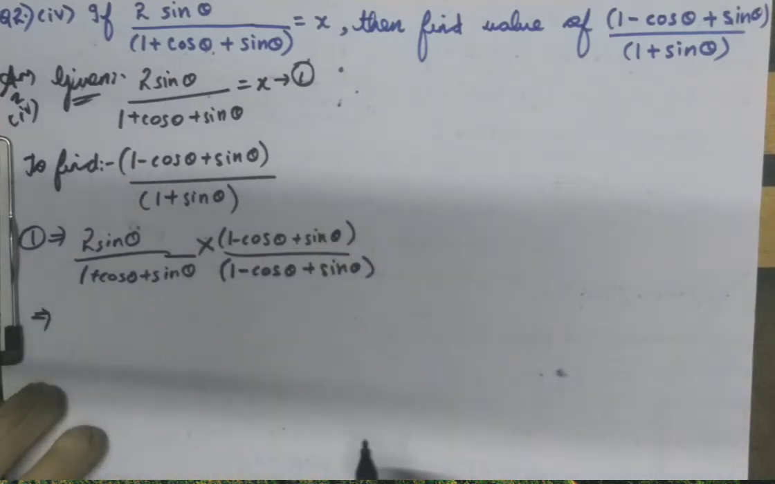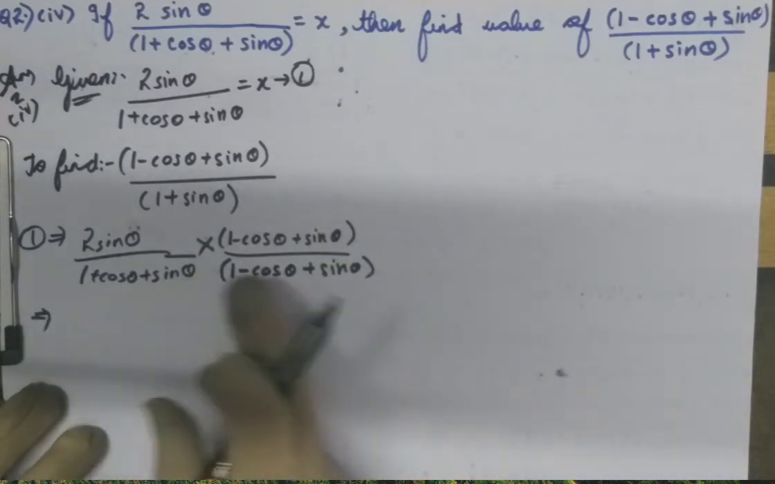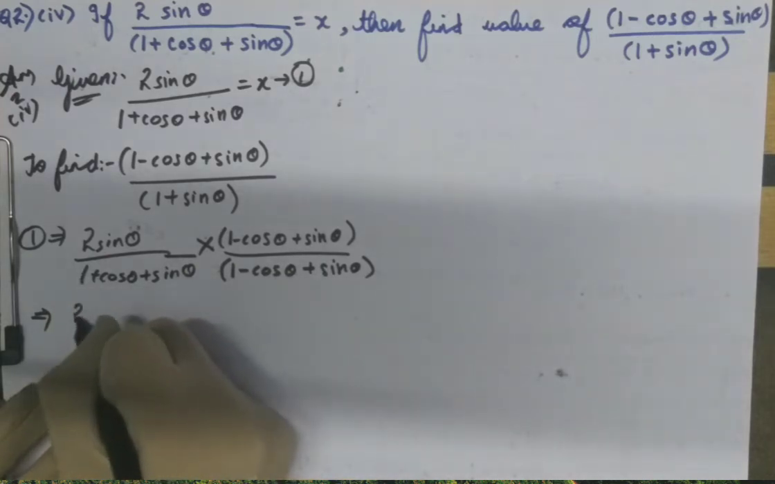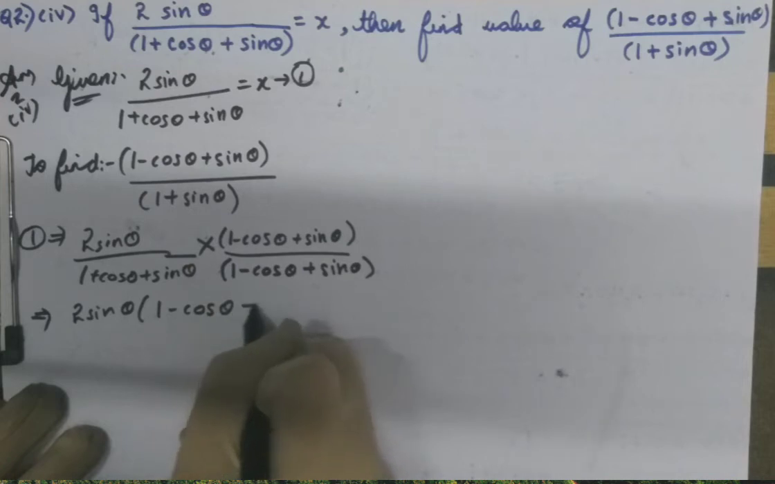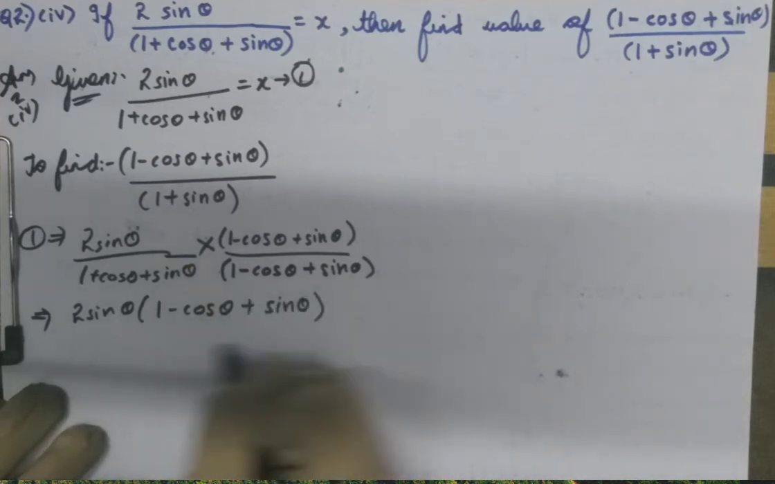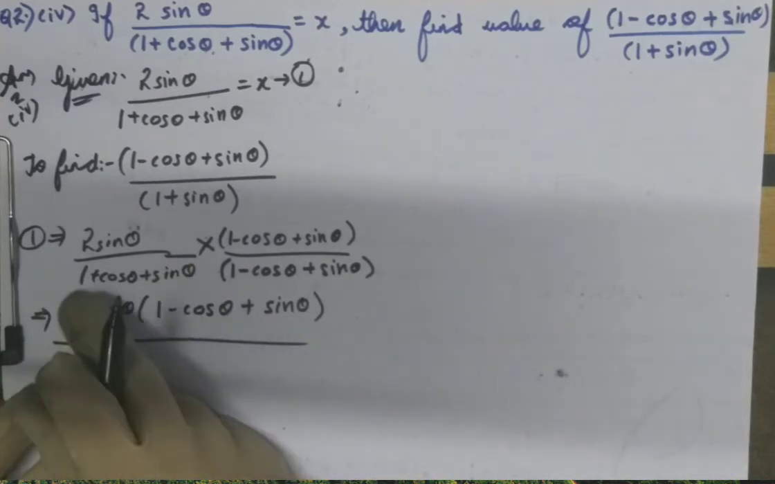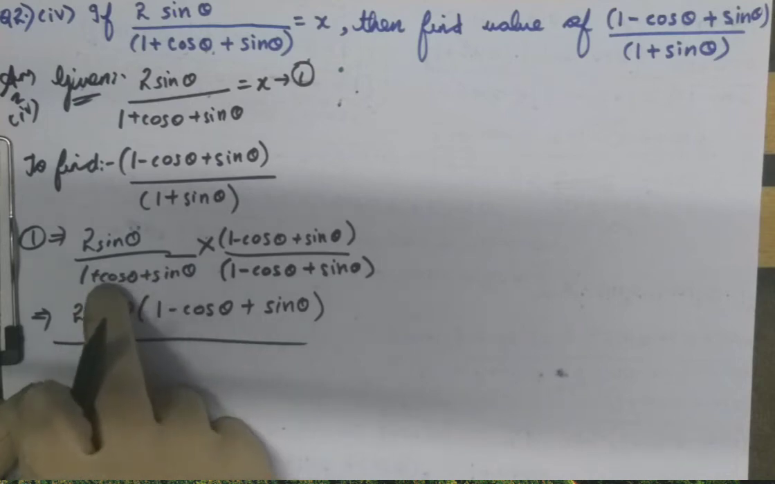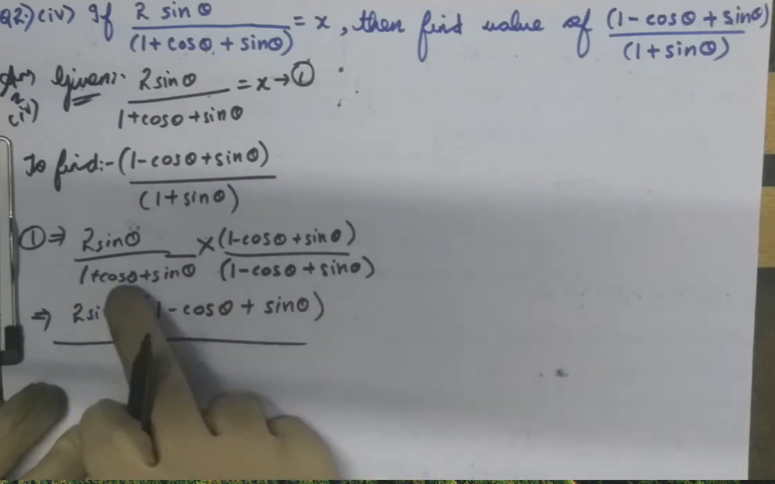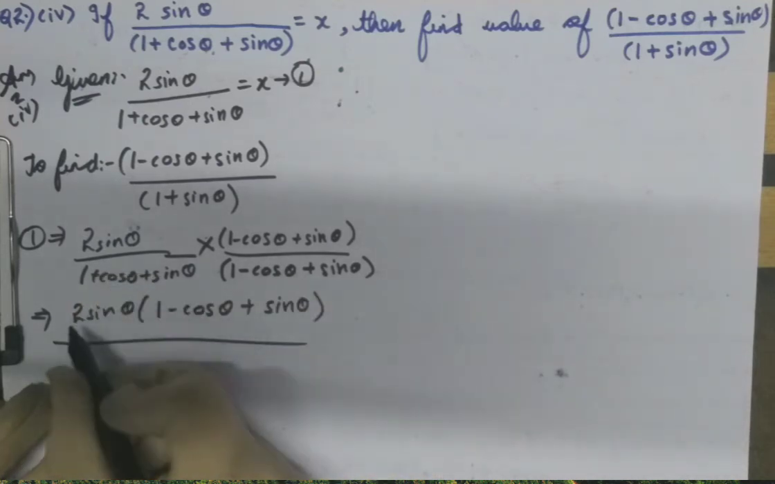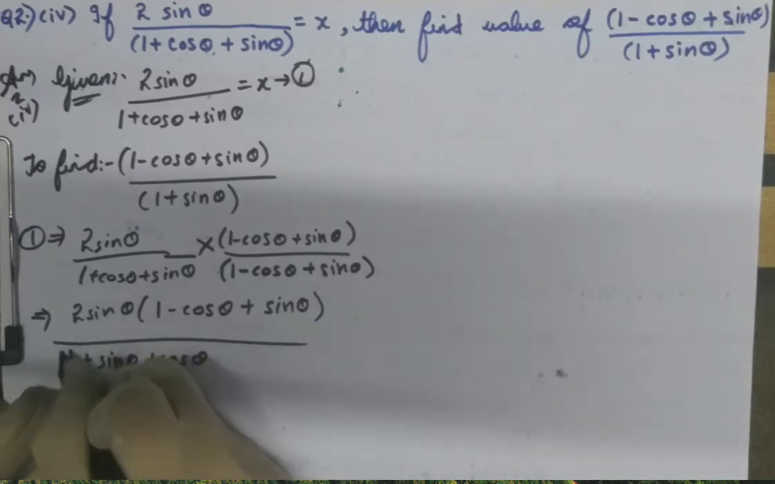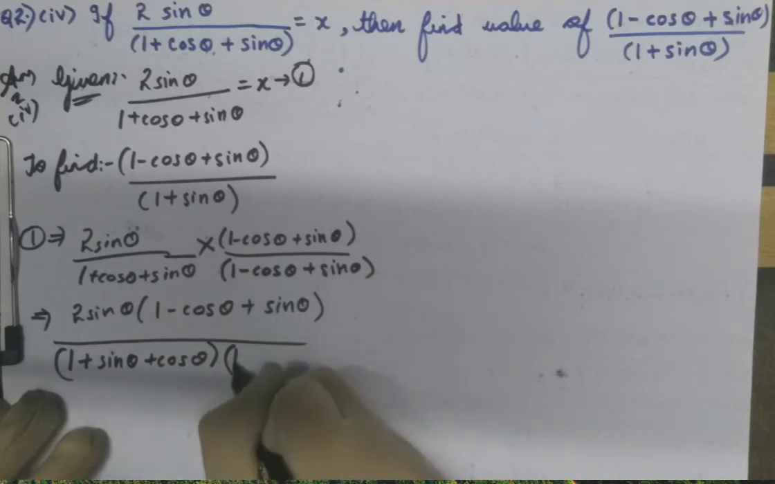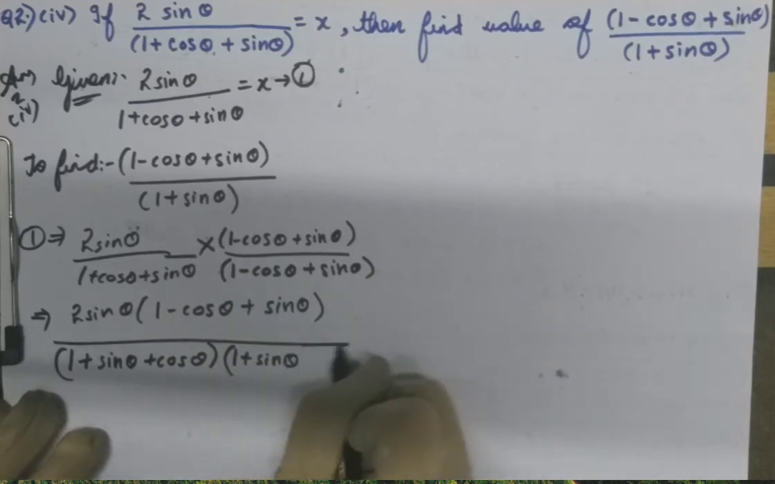So here, what do you observe here? We will rearrange this and write down 2 sin theta into 1 minus cos theta plus sin theta. How can we write this? We'll write this as, all are only minus here is cos theta and here minus is plus cos theta. So we can write this as 1 plus sin theta plus cos theta. Okay, and here we can write this as 1 plus sin theta minus cos theta.